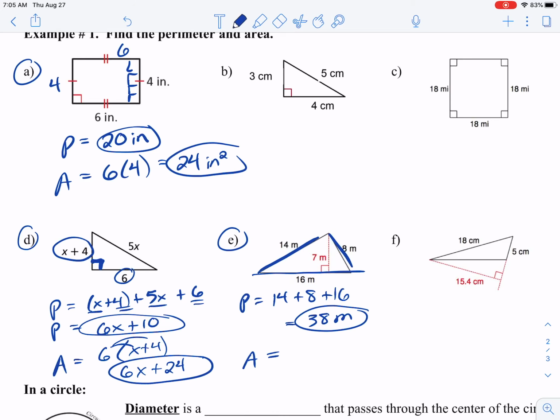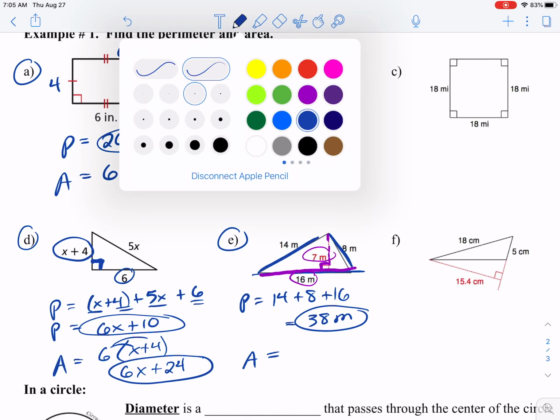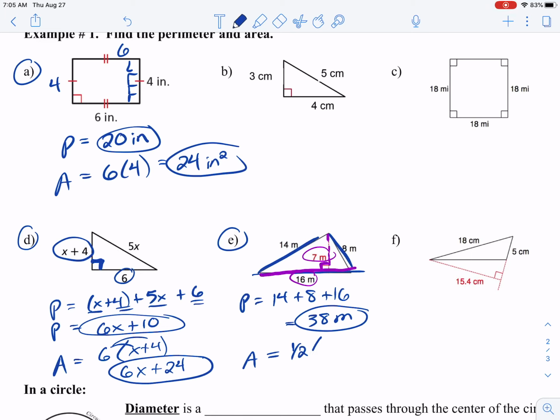For area, because it's not a right triangle, the base and the height, they're not going to be 2 sides. So instead, hopefully you can see that this side and this dotted line inside, these meet at a 90-degree angle. So this would be your base and your height. And we would say 1/2 16 times 7, half of 16 is 8, and 8 times 7 gets us 56 meters squared.